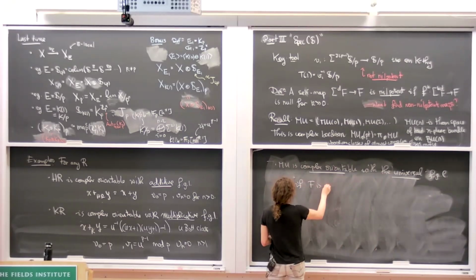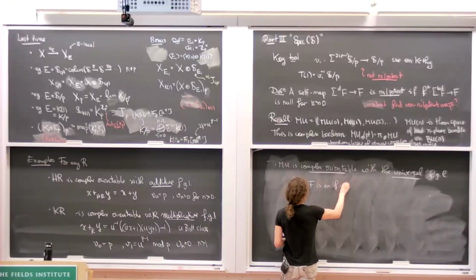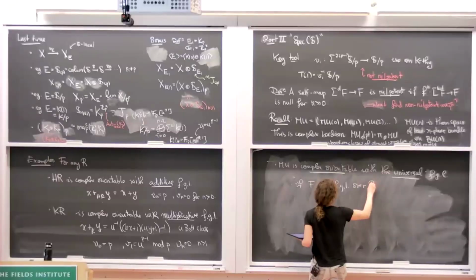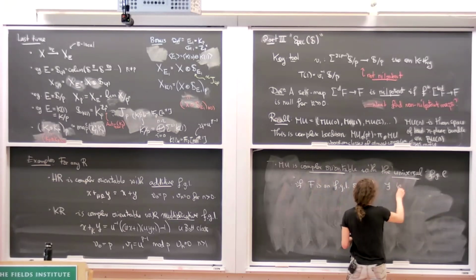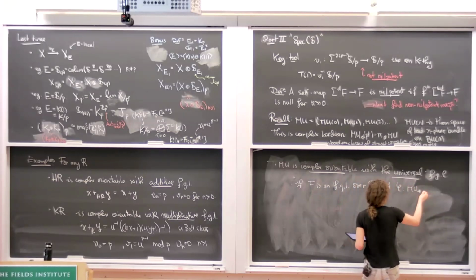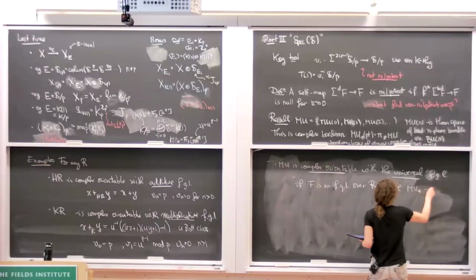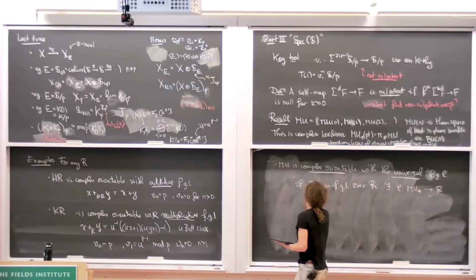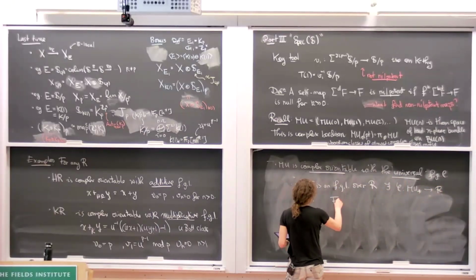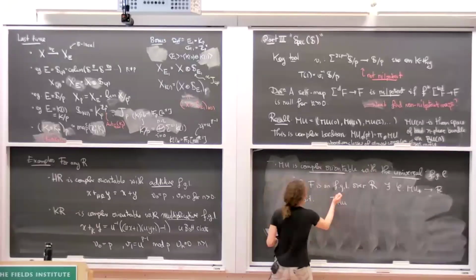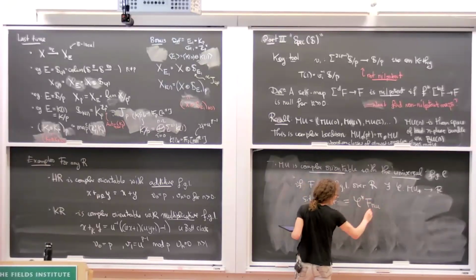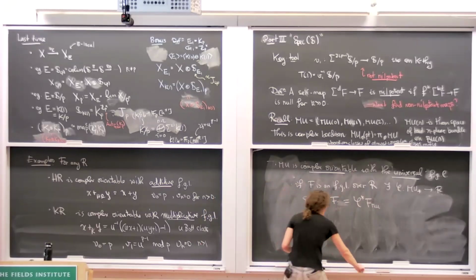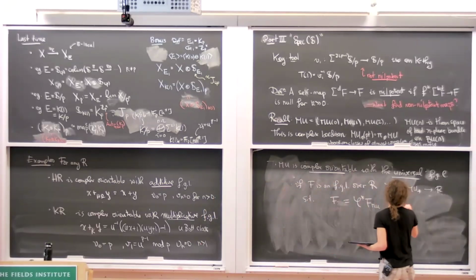If F is an FGL over R, then there exists a homomorphism phi from MU star, or pi star of MU, to R such that F is equal to phi star of the universal FGL, where this just means apply phi to the coefficients.